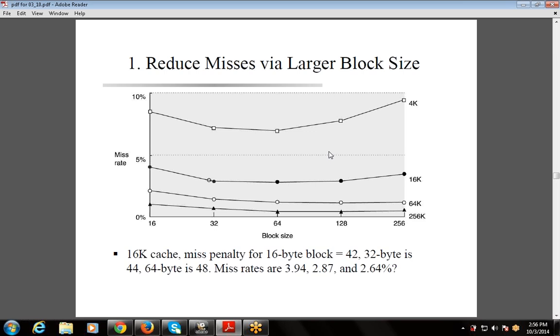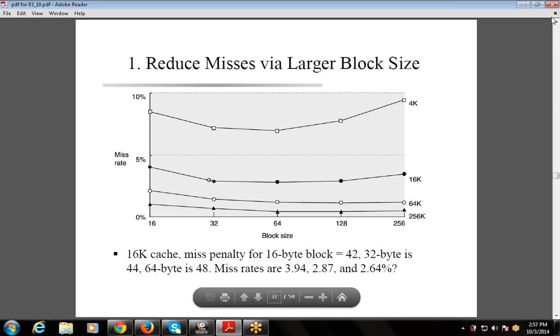The first point says reduce misses via larger block size. That is, we reduce the misses by using a larger block size. This is a graphical representation of how to reduce the misses by using the larger block size. It starts from 0, 5%, 10% on the miss rate axis. The cache sizes are 4K, 16K, 64K, 256K. The block sizes are 16, 32, 64, 128, 256.